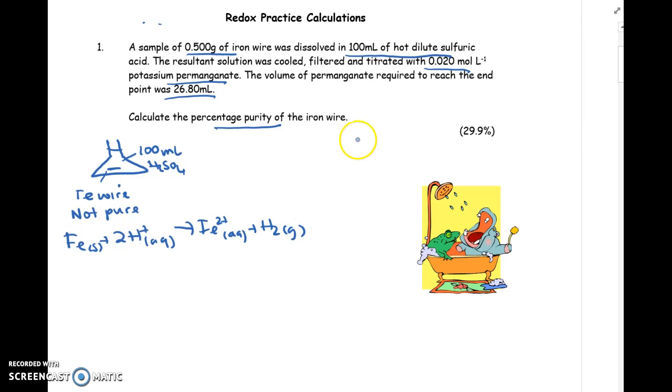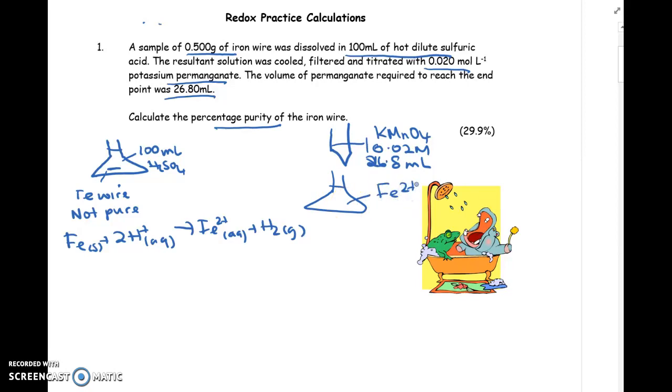Now we take the entire sample and we titrate it against potassium permanganate, which has a concentration of 0.02 molar and a volume of 26.8 ml. So it's titrated against the whole thing, and this, remember, is now iron 2 ions. Now the significant difference between these calculations and the acid-base calculations that you've done earlier is the actual equation. The equation is much more difficult.